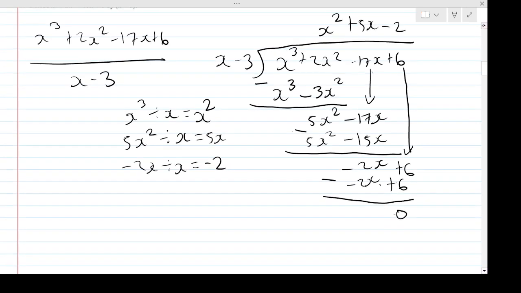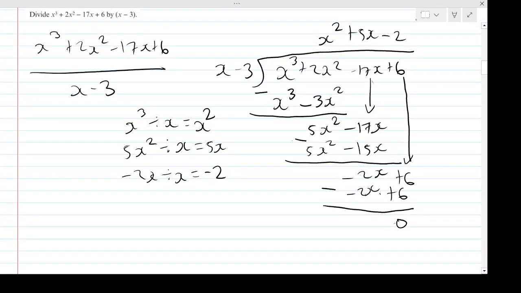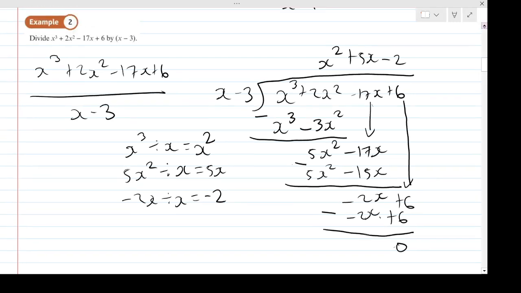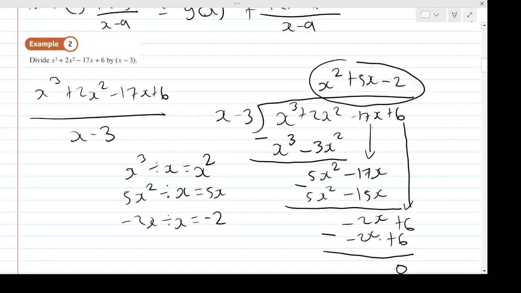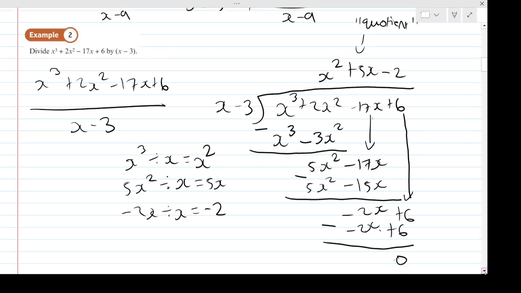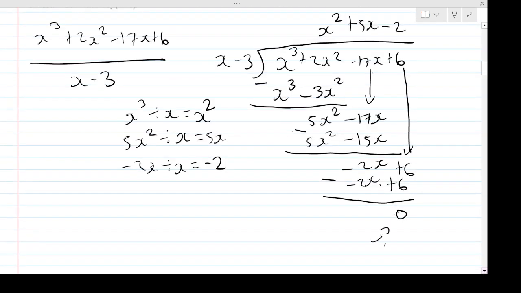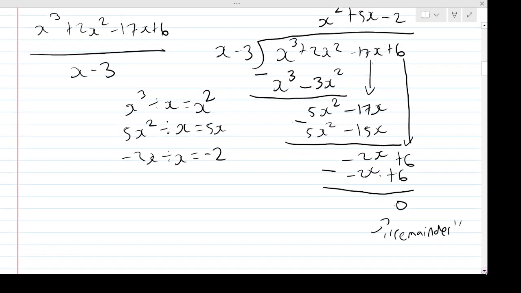So you notice at the end of this, I will have two different parts. There's this quadratic term up there, and this 0 at the end here. Well, this is the main part we want, and we call that the quotient, and the part left over will be the remainder there.